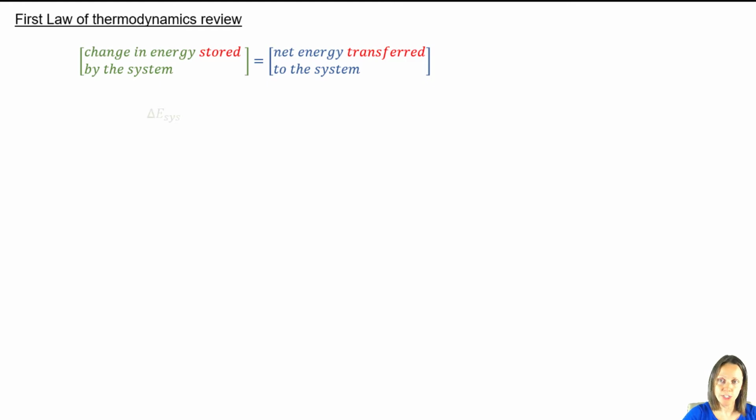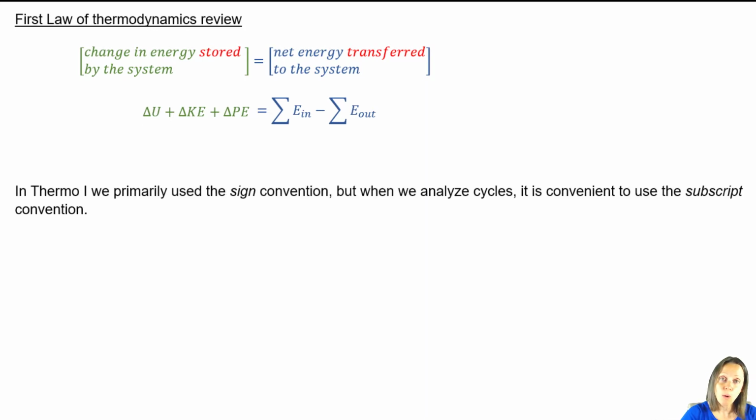So the change in energy stored by the system, delta E, well, we know from Thermodynamics 1 that energy could be stored by the system in three ways: by internal energy, kinetic energy, and potential energy. Then we've got the right-hand side of the equation. So it's the sum of all the energy coming in minus all the energy going out. In Thermo 1, we typically used the sign convention to dictate whether heat and work were crossing the system boundary into the system or out of the system.